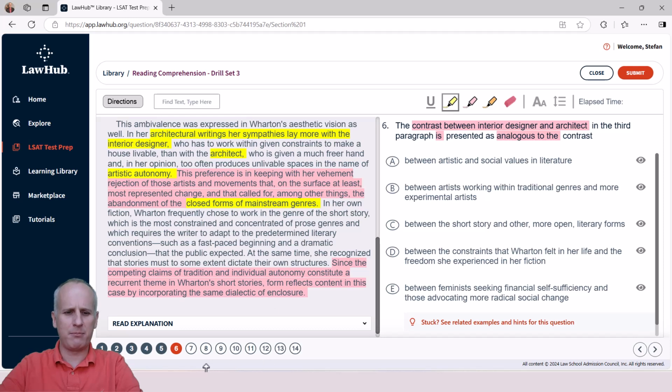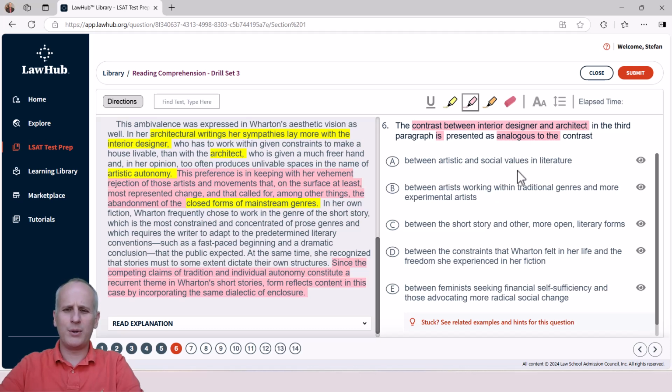And on the exam, remember that there is going to be a little vertical line. It's not here in this specific drill set, but on the actual exam, there's a little vertical line that will tell you when you're done with a passage. So you will know when the passage is going to be finished from a question perspective. So I'm going to go back to my pink, and we're going to try to find an answer choice that matches this idea that the interior designer is who Wharton is said to associate with, while the architect is somebody who has too much artistic autonomy, and Wharton prefers that closed form of the interior designer.